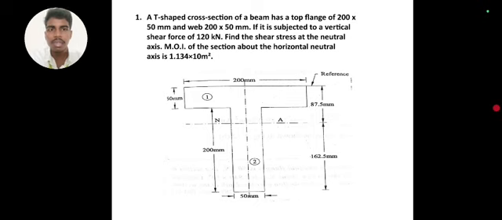The moment of inertia of the section about the horizontal neutral axis is 1.134 × 10^9 mm^4.